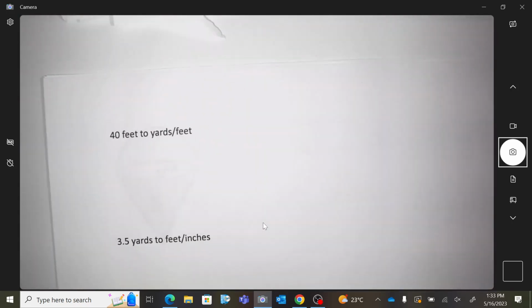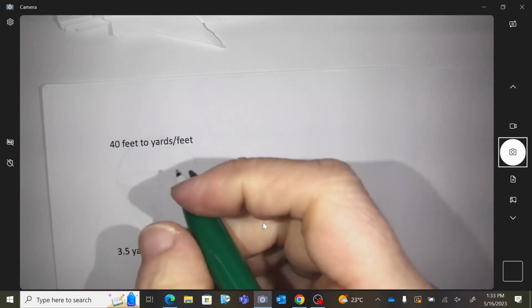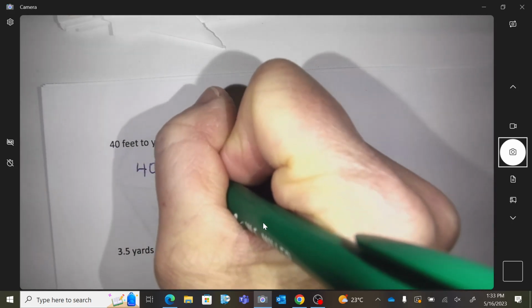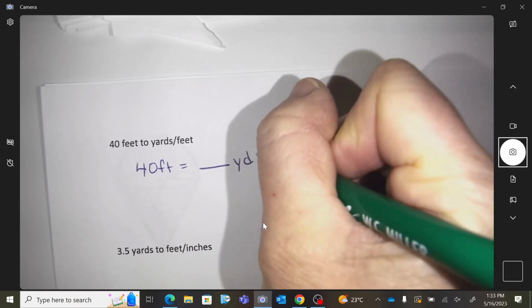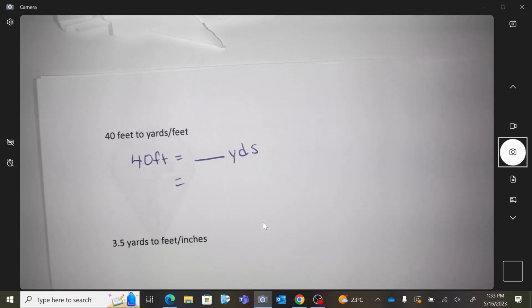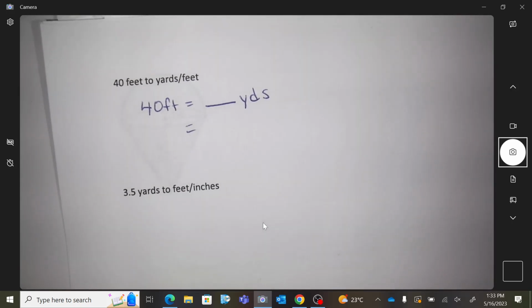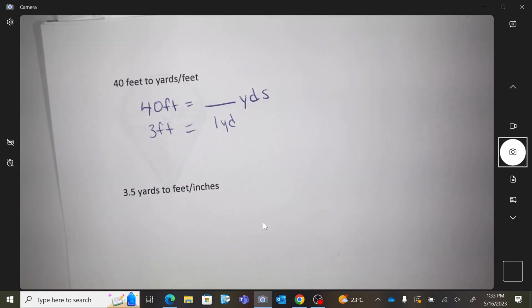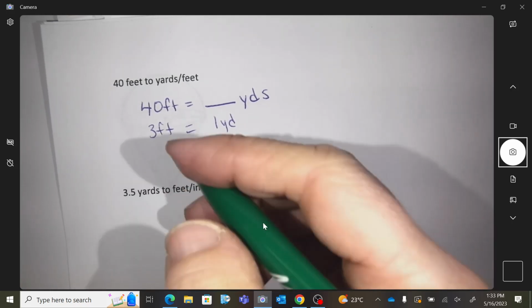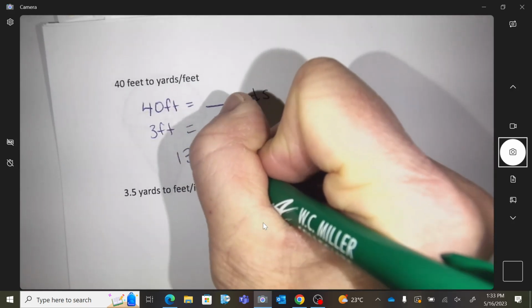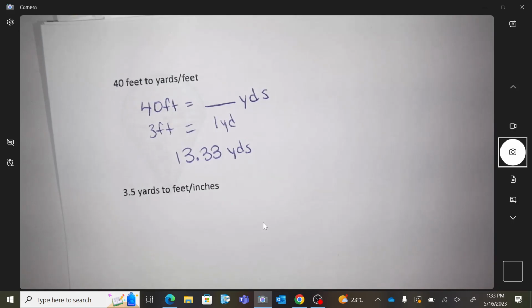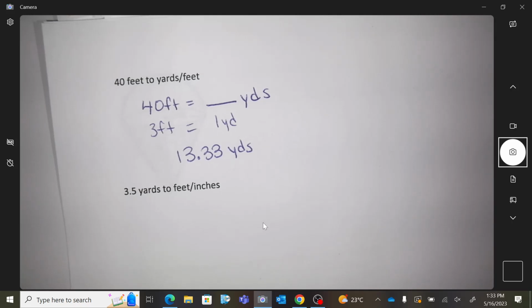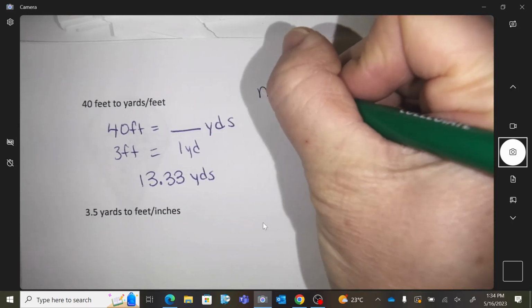Okay, yards to feet, or feet to yards, I need. So 40 feet equals blank yards. And the thing I know is 1 yard is 3 feet. So ask yourself always, am I timesing or dividing? So I'm getting 13.33 yards.